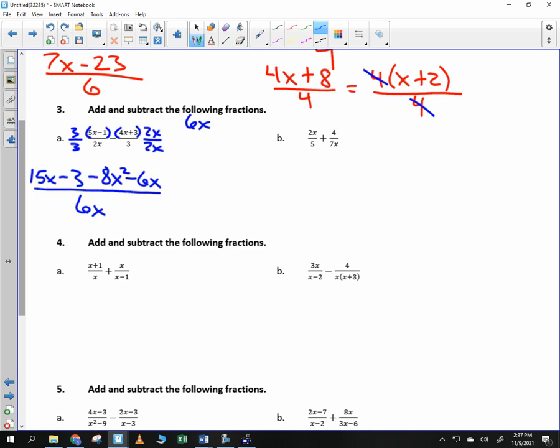So we're going to take the 2x times 4. That gives us the 8x squared. And then 2x times the 3 is going to give us 6x. But the subtraction sign will distribute through to make both negative. Okay, I'm going to write it negative 8x squared. 15x and negative 6x make 9x. I have a negative 3, and that's all over 6x.